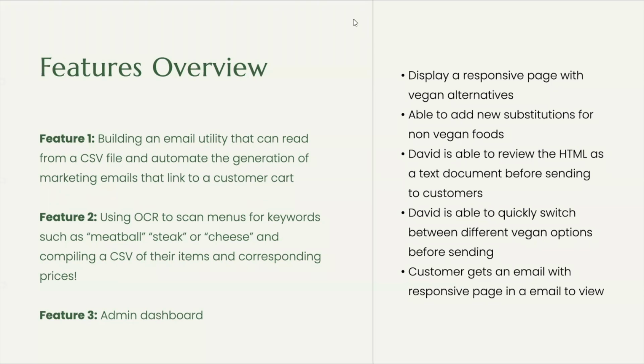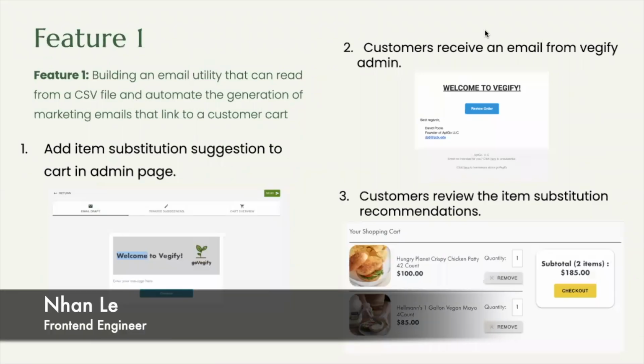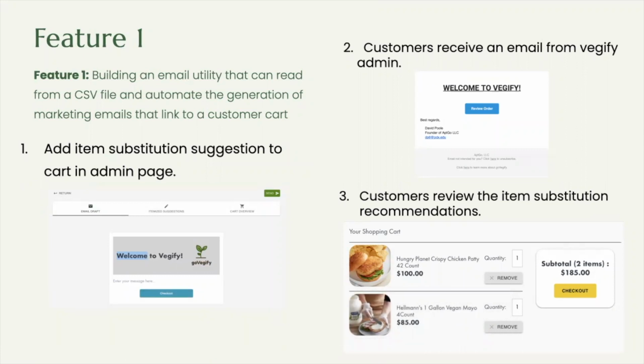Now, off to Nhan. So feature one is built for the admin, who can add the item substitution to the customer cart and then send an email to the customer to let them know of new suggestions. When the customer receives the email, they have a button, and when they click the button it sends them back to the Vegify site, and the customer can review the item substitution recommendation.